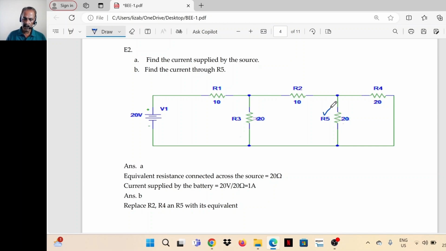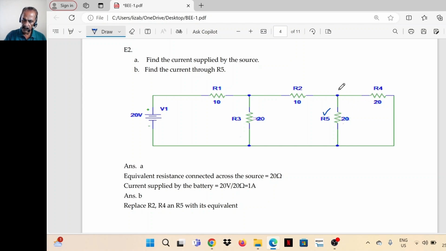So what is the total resistance connected across the 20-volt battery, we have to find. Then 20 volt divided by the equivalent resistance connected across the battery will give the total current. Then the total current we have to divide among different resistors in the network. So for that, to find out the equivalent resistance, we have to start from the far end.